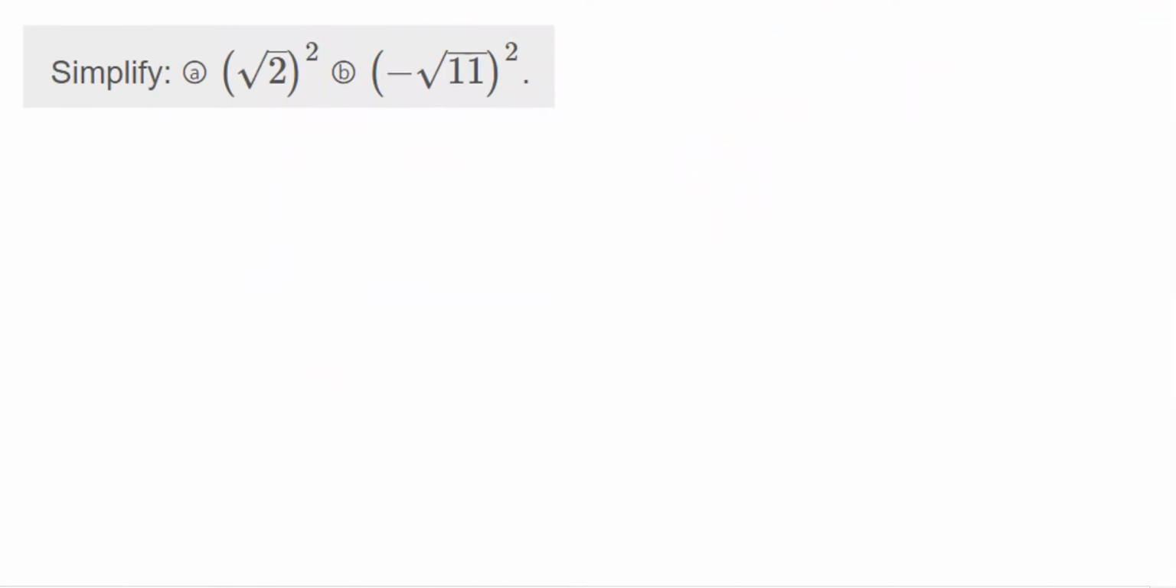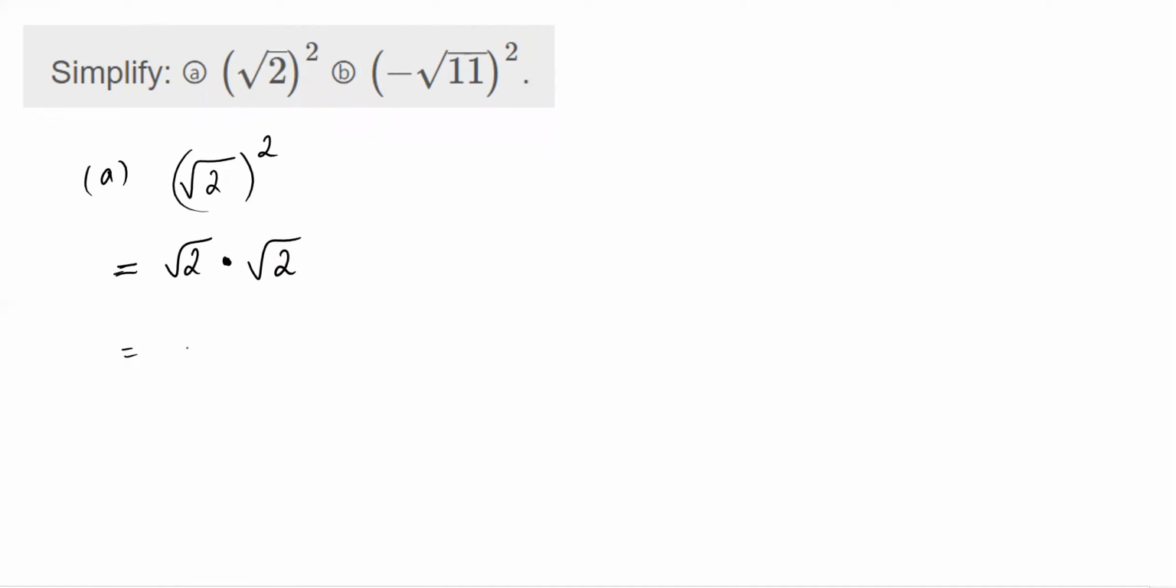Okay, how do you handle this one? It says square root of 2 the whole squared, square root of negative 11 the whole squared, because the whole thing gets squared. Again, not a problem, because we know what the square means. Square means that number is multiplied twice, right? So I will simply write it as square root of 2 times square root of 2. Right? The power tells me how many times to multiply the base.